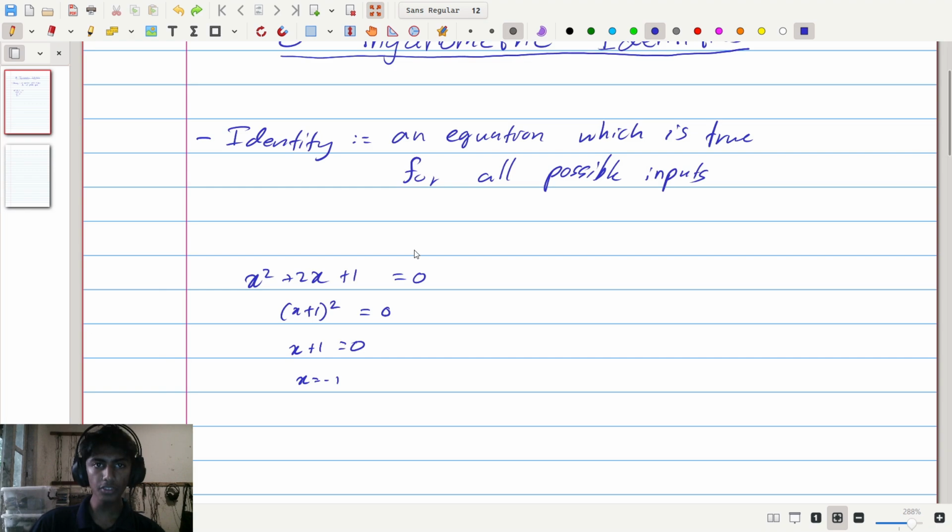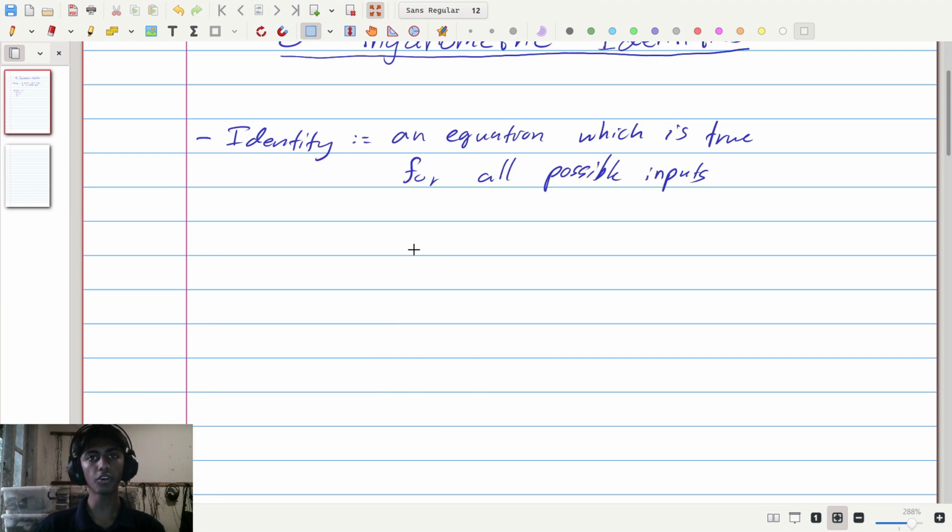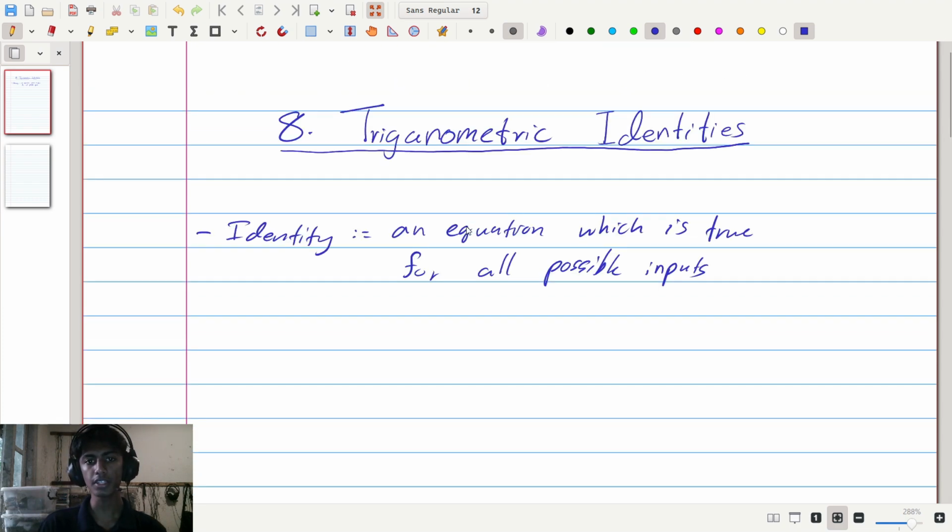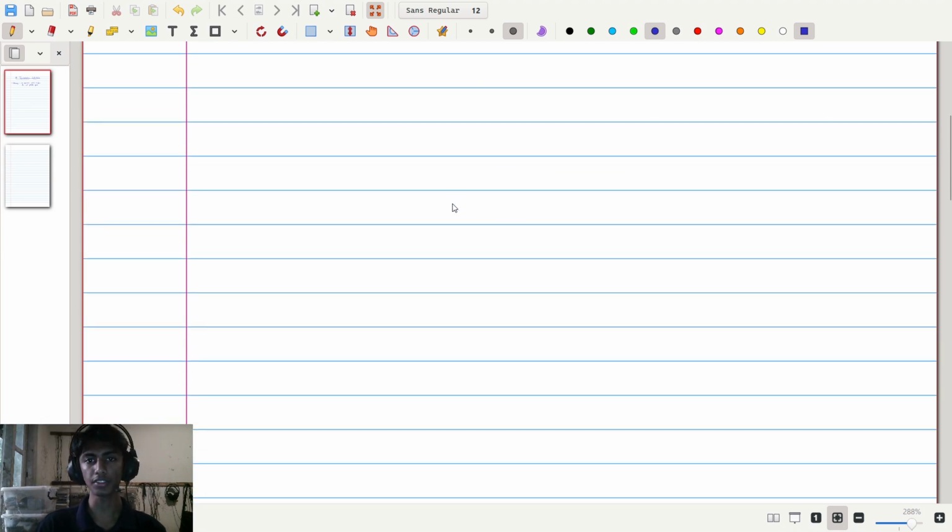You cannot find a solution to an identity because an identity is true for every possible value of the inputs that you could substitute into it. So that's what I mean when I say an identity is an equation which is true for all possible inputs that we could substitute. We could substitute any input within our input space and we would get a truth. The left side would equal the right side. So now, let's move on to some trigonometric identities.